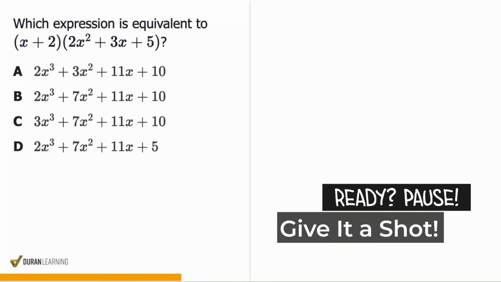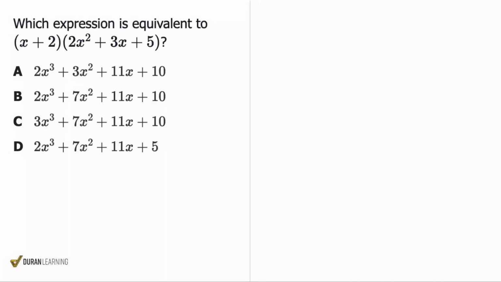All right, so here we are. We are looking at what we could really describe as an elephant in the room. It says which expression is equivalent to x plus 2, which is fine, but then it's multiplied by a trinomial, not 2, but 3. So, everyone, this is where we think about this. When we think about multiplying and distribution, if you're only used to thinking about things as FOIL, this is where things can bite you in the butt.